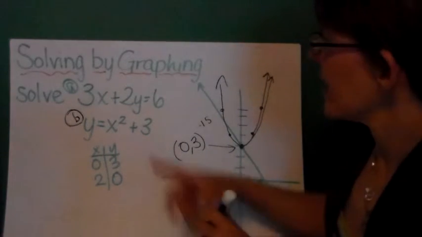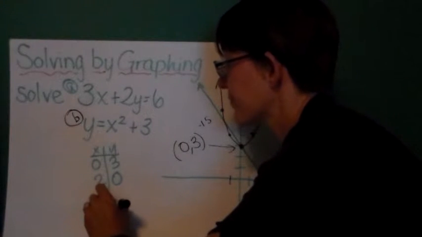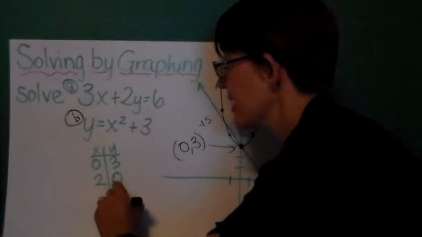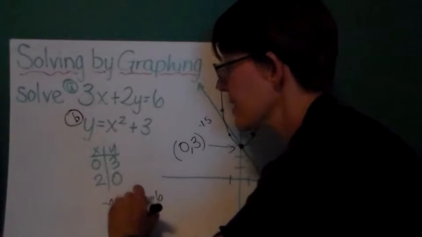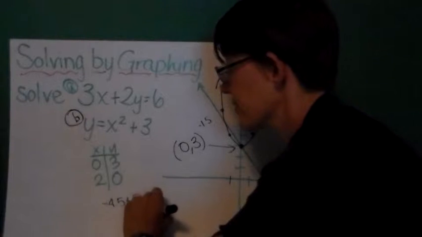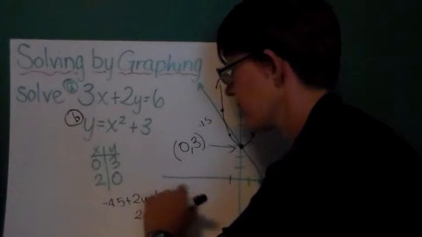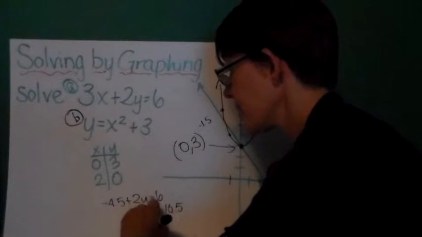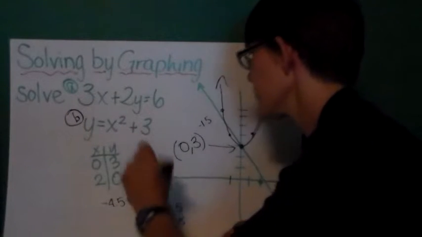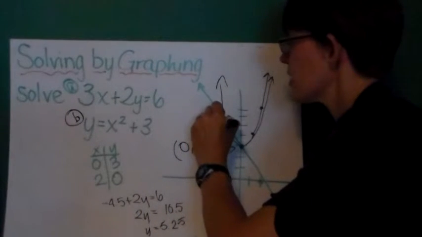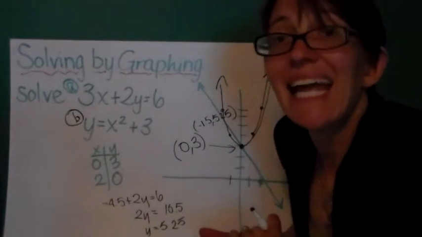So let's see, if I were to put negative 1.5 in here, I would have negative 4.5 plus 2y equals 6. So 2y would be equal to positive 10.5, and so that would be equal to approximately 5.25. So negative 1.5, 5.25, approximately. This is an example of a time that I would be getting an estimate.